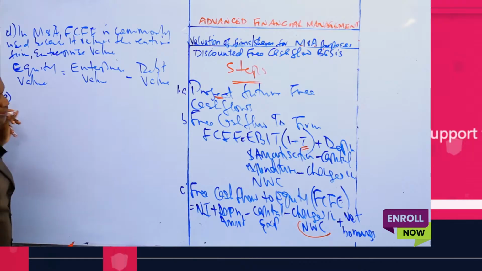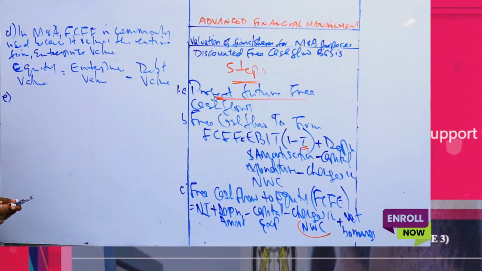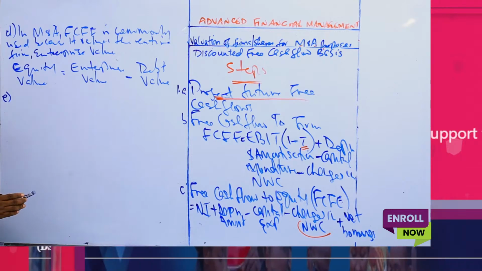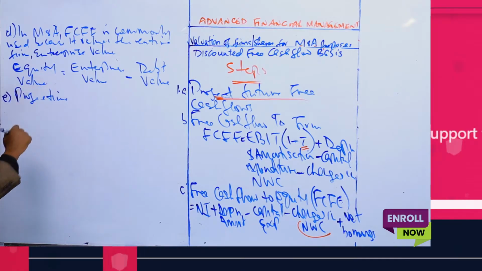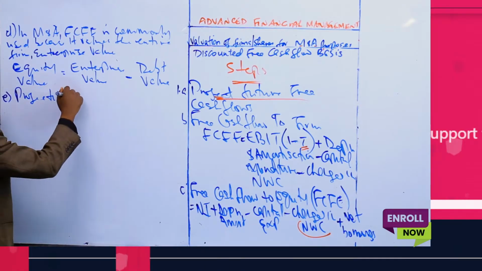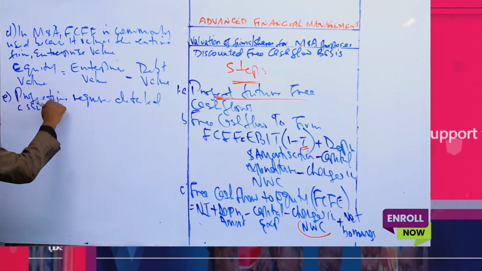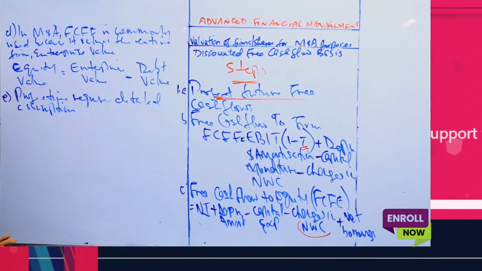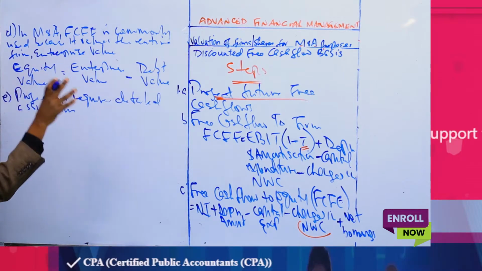So that is what we can say about projections. That's the first step: project future cash flows. Projections require detailed assumptions about revenue growth, profit margins, tax rates, working capital needs, and so on. So that is step number 1 in relation to projection.